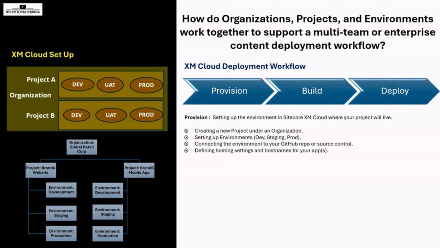Now what are the activities done at the provision stage? Creating a new project under an organization. You have an organization, and within that you have to create a project, so that task can be done at the provision step. Setting up the environment. Connecting the environment to your GitHub repo or source control is also done with provision. Then defining the hosting settings and host name for your app. So this is the first place where the environment is set up and provisioned.